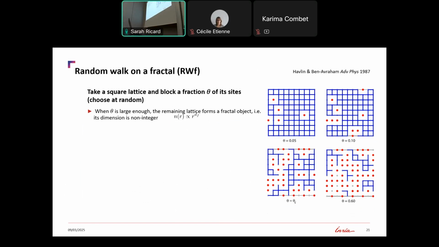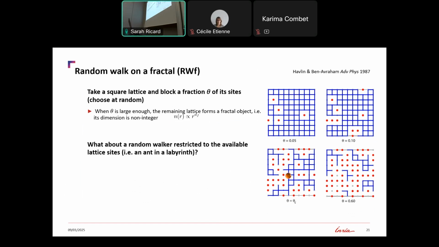There is a critical probability of removal where the remaining object, the blue ones, becomes a fractal. That means that the number of blue sites follows a power law of r, but with some non-integer exponent, right? And this changes everything. So let's say that, for instance, your molecule, your random walker, is restrained and must remain on your blue stuff. What happens to the random walkers? How can you describe these random walks?